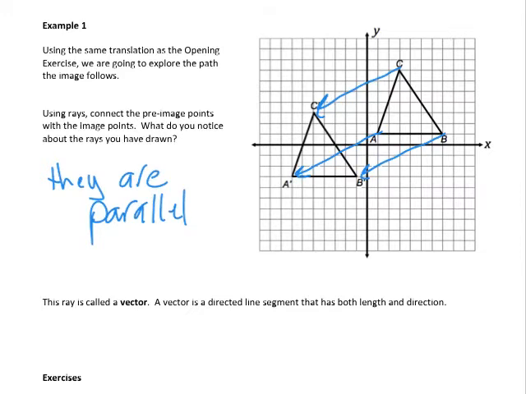So I can describe this translation that moved left 8 down 4 with what's called a vector instead, which is what this ray is that we created. A vector is a directed line segment that has both length and direction. If you remember the movie with the minions, the guy's name was Vector, and he had both magnitude and direction. Magnitude is the length of the vector, and direction is the angle at which it's pointing. So I can specify a translation with a vector instead of a coordinate pair.